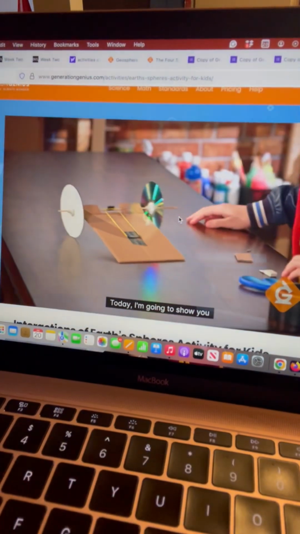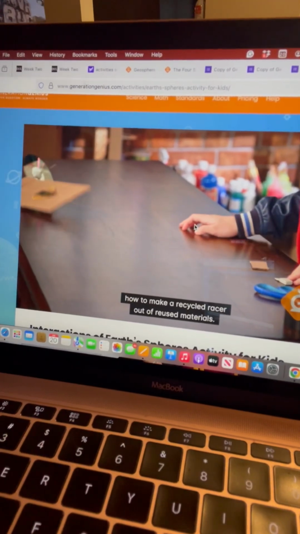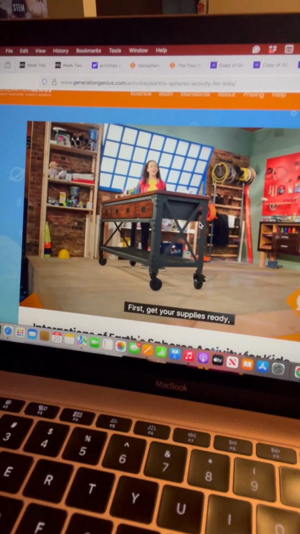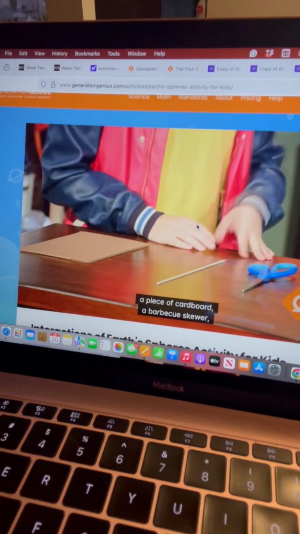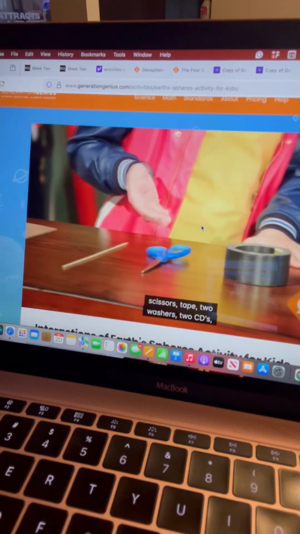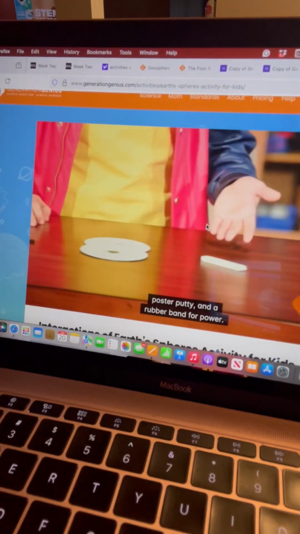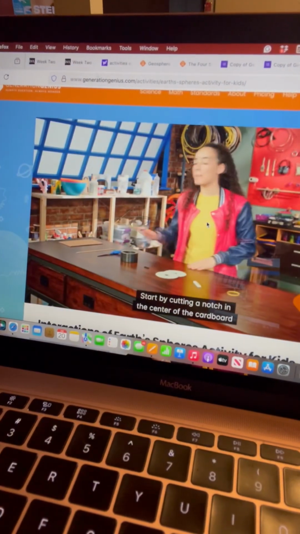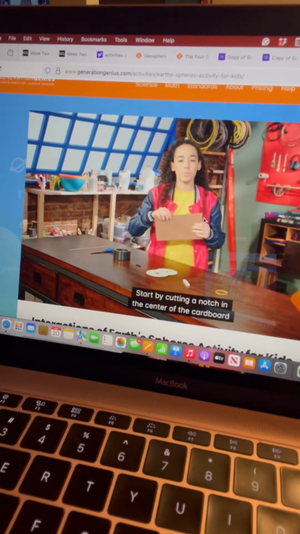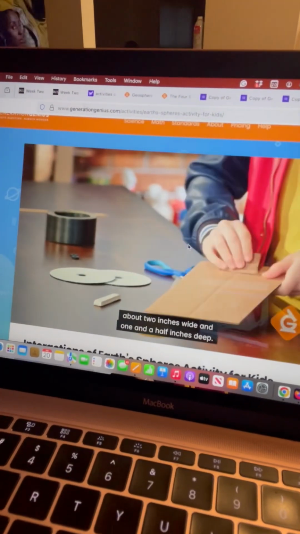Today, I'm going to show you how to make a recycled racer out of reused materials. First, get your supplies ready. A piece of cardboard, a barbecue skewer, scissors, tape, two washers, two CDs, poster putty, and a rubber band for power. Start by cutting a notch in the center of the cardboard, about 2 inches wide and 1.5 inches deep.